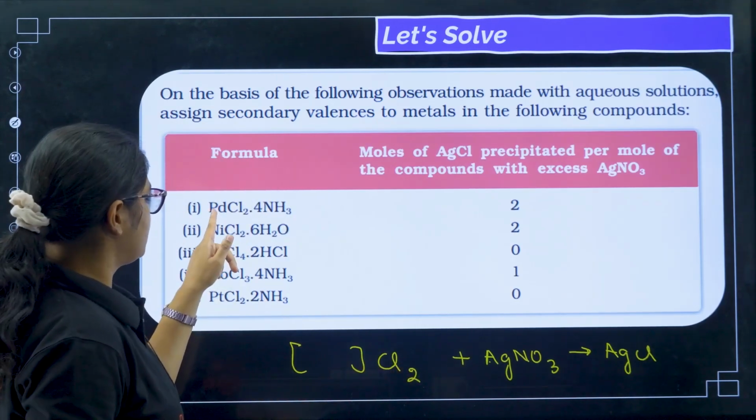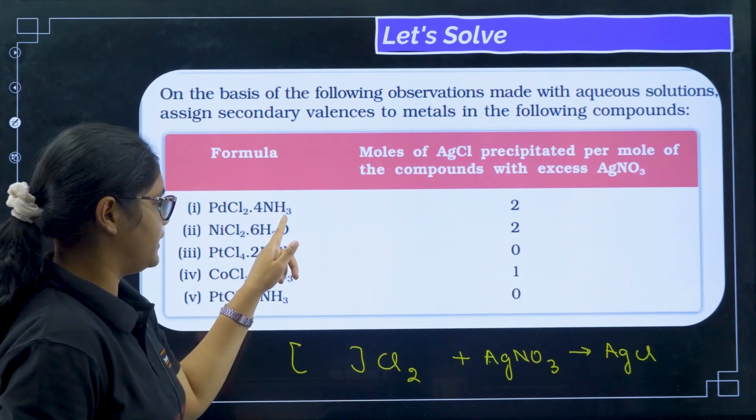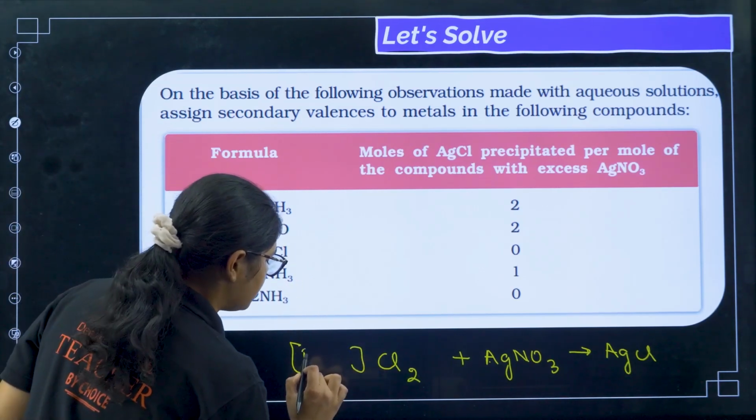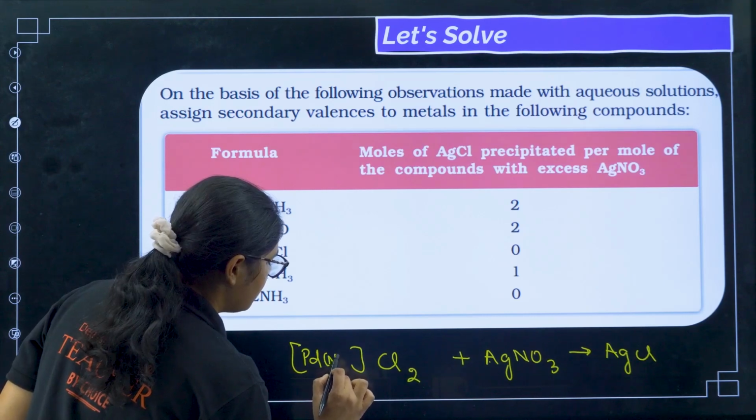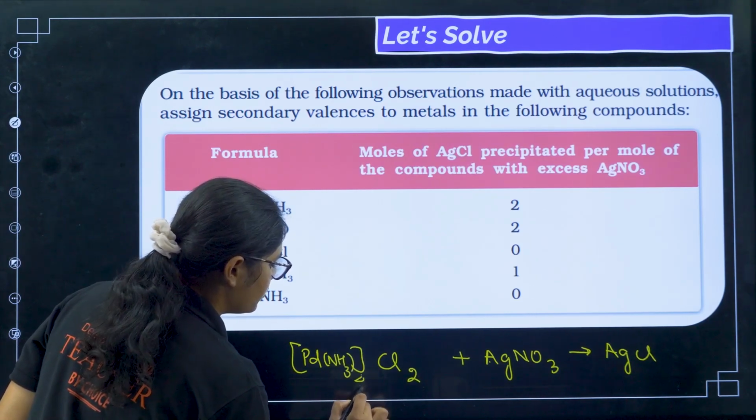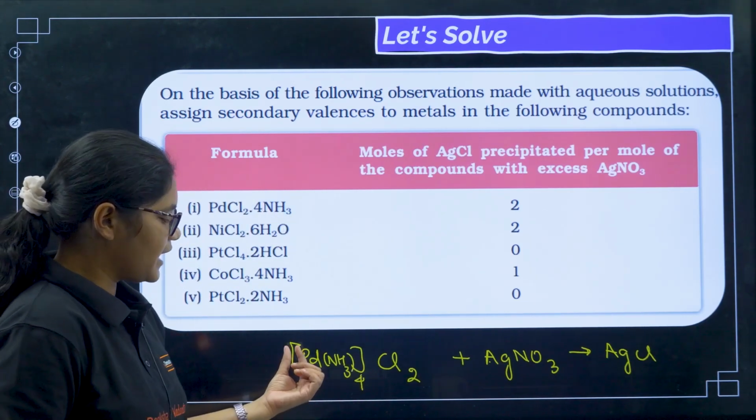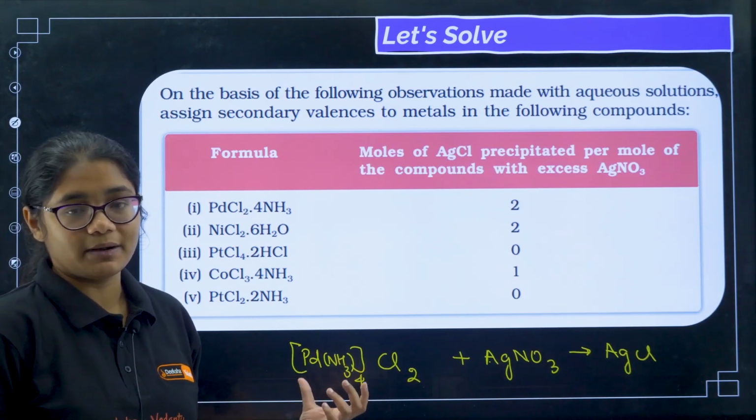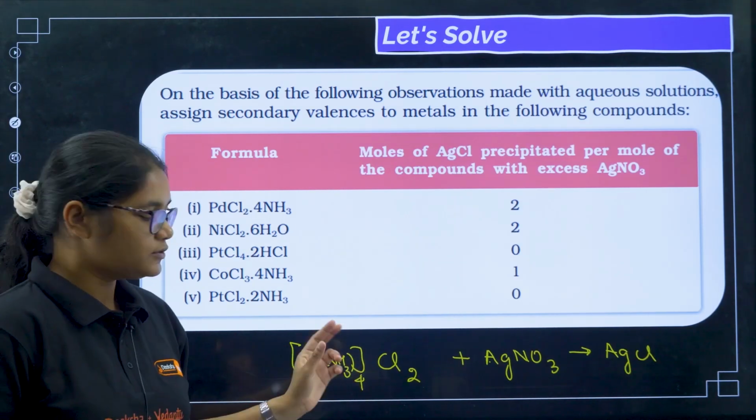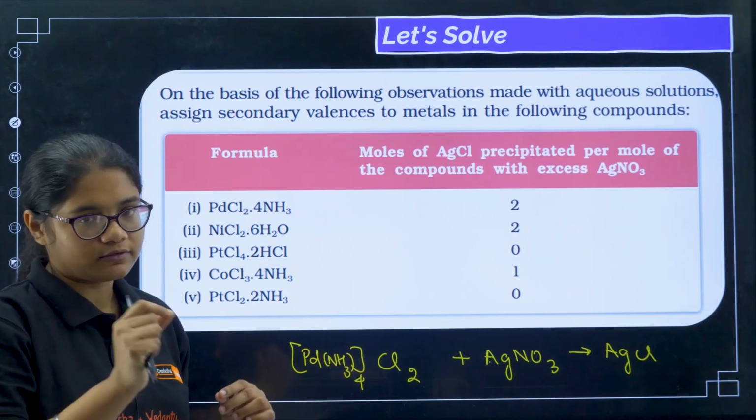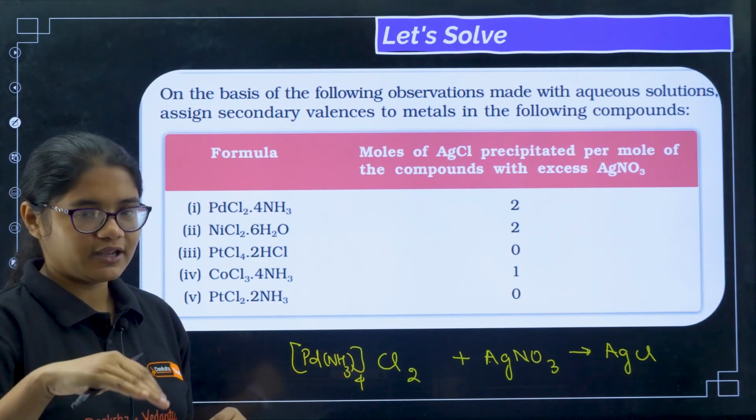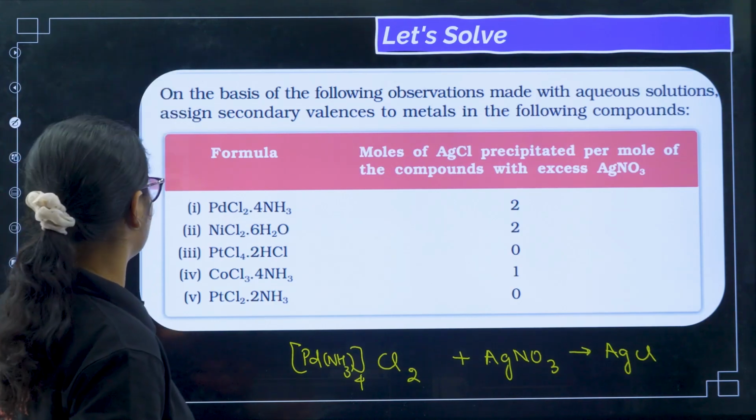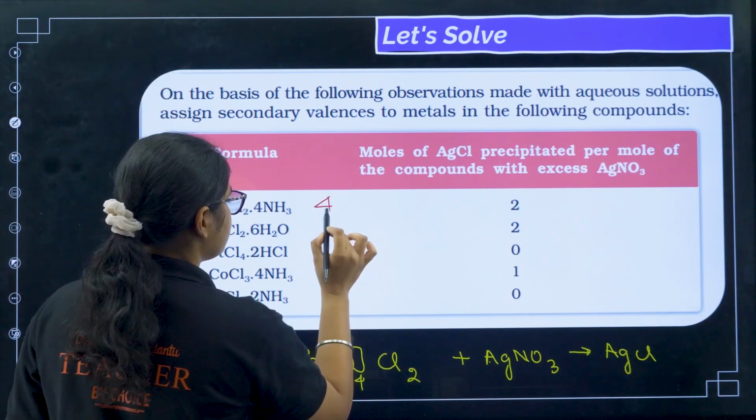Now if you see the total formula PdCl2·4NH3, 2 chlorines are outside. So what is inside the complex? We have Pd(NH3)4. Now what is the secondary valency of the metal? How many bonds is it forming? Each NH3 forms one bond with the metal. There are 4 NH3, so 4 bonds will form. So the secondary valency of the metal here will be 4.